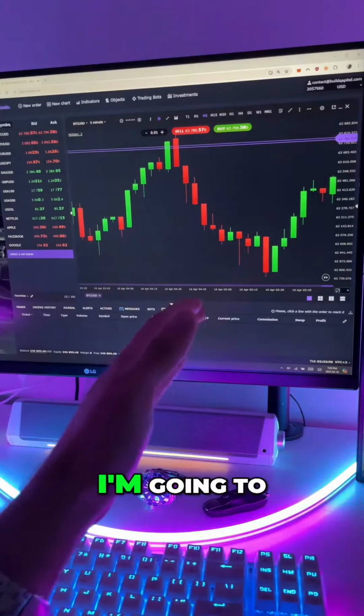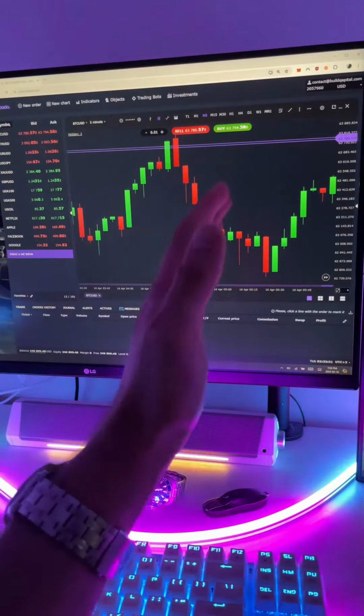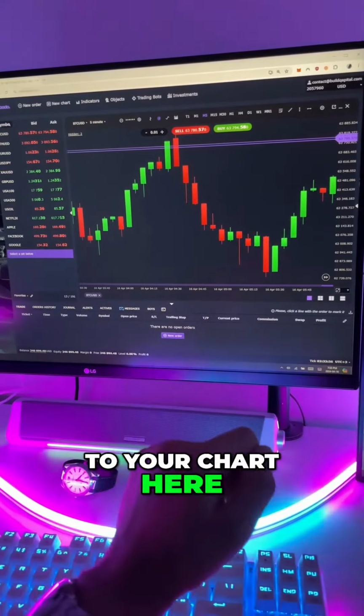Alright, so in this video, I'm going to show you guys how to add the RSI, or the Relative Strength Index indicator, to your chart here on Avato.com.